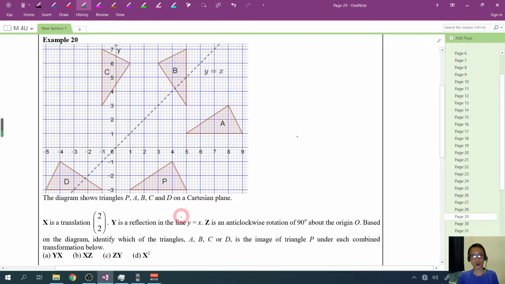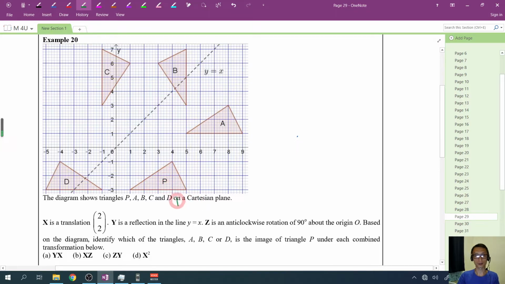Now let's proceed to the second transformation involved, which is a reflection in the line y equals x. The question already gave us the axis of reflection, y equals x, so it will be easier, we don't have to draw it ourselves. The last transformation involved here is Z, which is an anti-clockwise rotation of 90 degrees about the origin O. Based on the diagram, identify which of the triangles A, B, C, D is the image of triangle P.